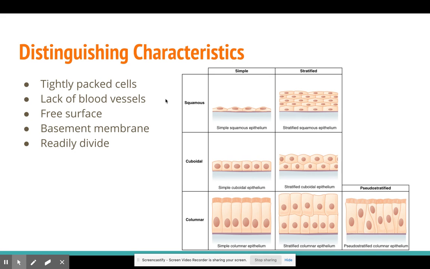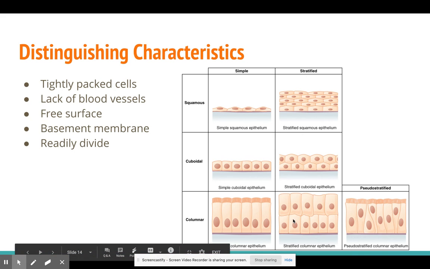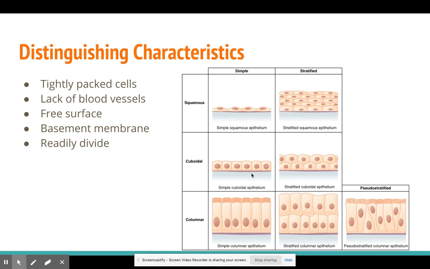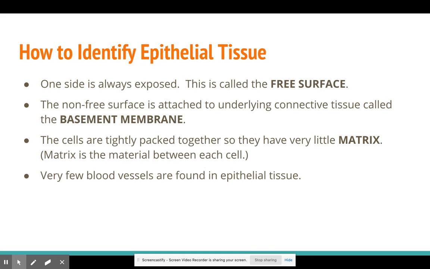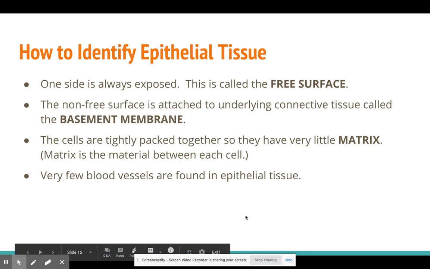Just look at these pictures. Tightly packed, it looks like they're all squished together. They lack blood vessels, so you don't see any red lines that connect these cells to blood vessels. And last part, you can't really see it, but they're constantly being replaced. They readily divide.